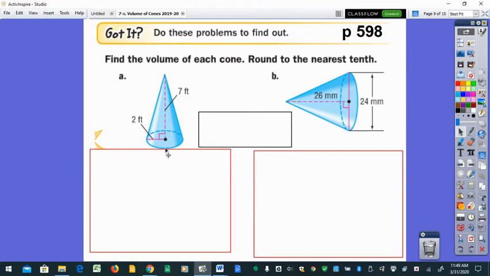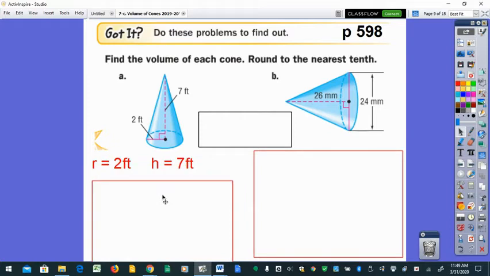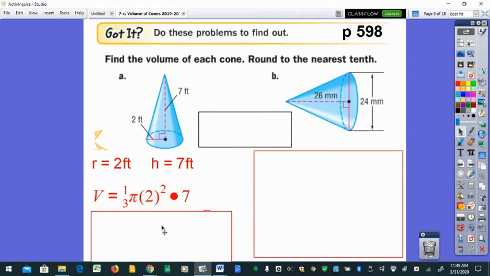Okay, everybody, let's take a look. They gave us the radius here, the diameter there. So this one's going to be the easier one because we have what we need. So the radius is 2 feet. The height is 7. So here is my formula. Again, I wanted to just mention that you will see the formula in most textbooks is 1/3, but that is the same thing as dividing by 3. So 1/3 pi times the radius squared times the height.